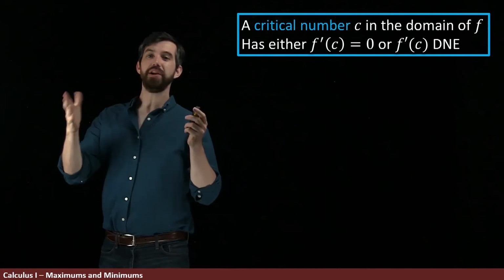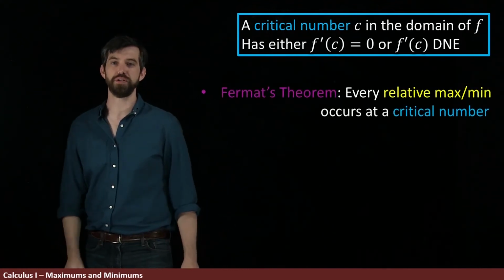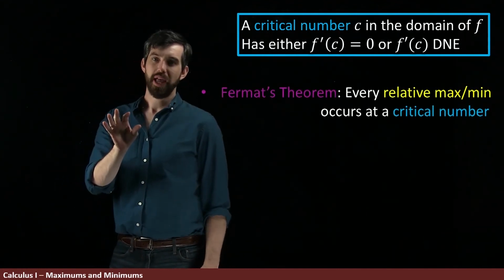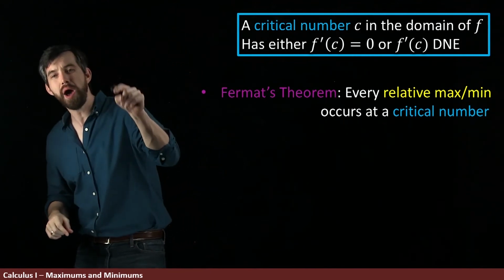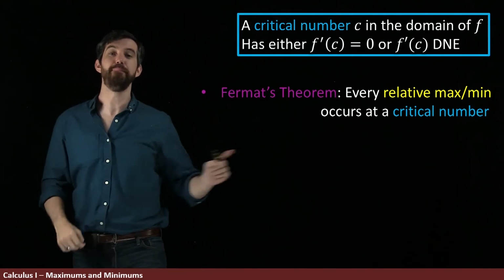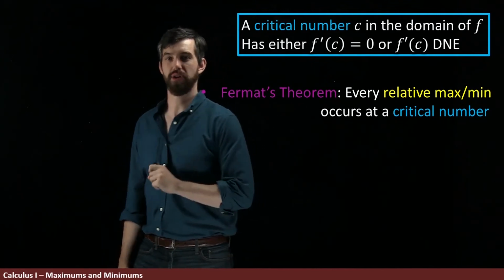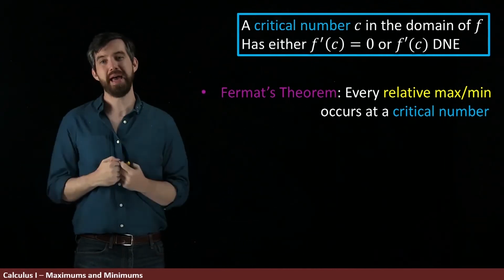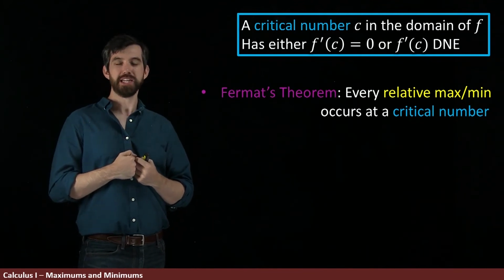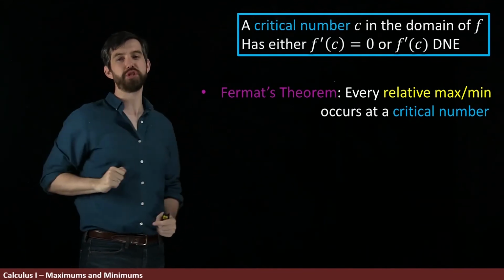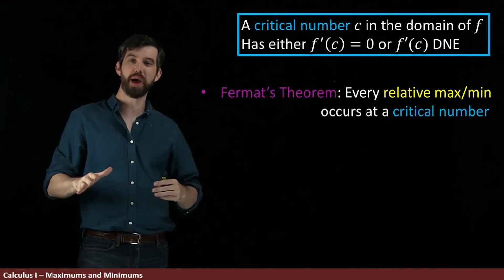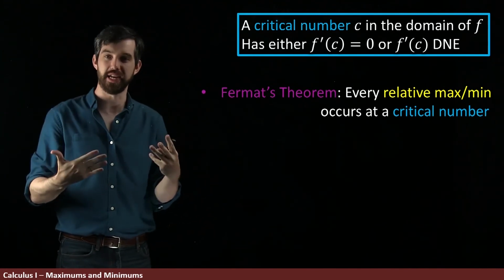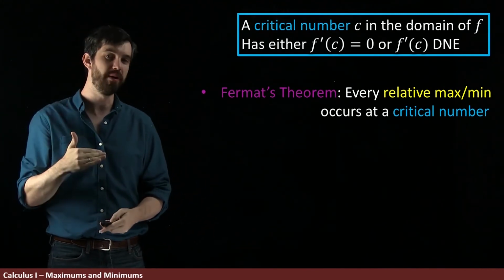And in fact, there is a very important theorem here. It's referred to as Fermat's theorem. It says that every single one of those relative maximums and minimums must occur at a critical number. In other words, if you don't have a critical number, you don't have a maximum or a minimum. So what we know is that we're supposed to look for these critical numbers. All of these critical numbers are candidates to be maximums or minimums.